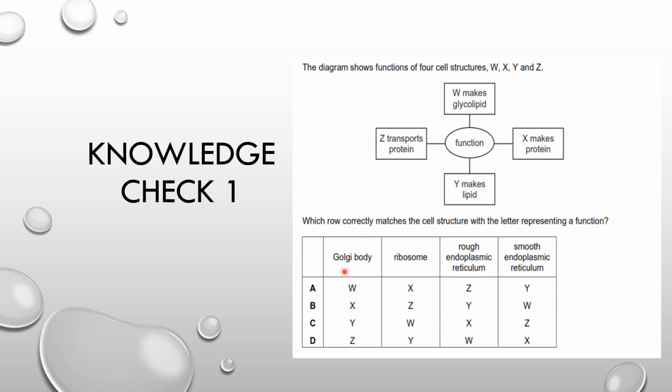All right, Golgi body, guys. What's the function? Golgi makes glycolipid or glycoprotein, so that's W. Ribosome makes protein, that's X. Rough endoplasmic reticulum transports protein made by ribosome, that's Z. And Y makes lipid, that's smooth endoplasmic reticulum, the site for synthesis and transport of lipids. So the answer is A.